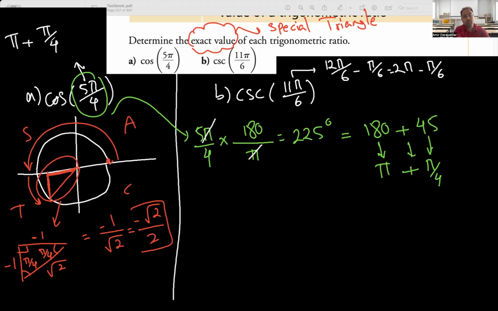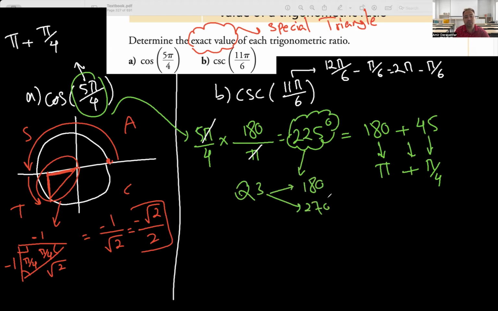How do I know that quickly? I practice a lot. That's the only simple reason. Wait, how did you get it to equal 180 plus 45? You just took the 225 and asked yourself, which quadrant does that belong to? Right? 225 belongs to quadrant 3, which means it's between 180 and 270.